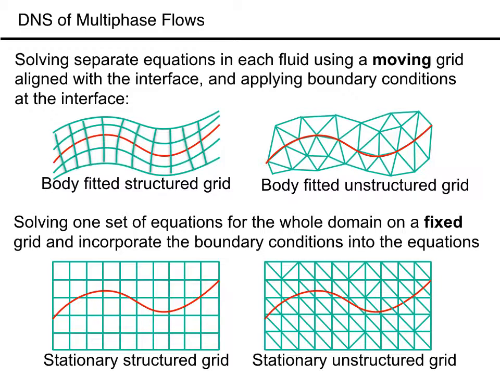In the left column, we use structured grids where the layout determines the relationship of each control volume to its neighbors. And on the right, we use unstructured grids where the shape and layout of the control volumes are arbitrary and we need to explicitly store information about their layout. In the top row, we align grid lines or control volume boundaries with the interface, but in the bottom row, the interface is independent of the grid lines. While the grids in the bottom row are usually stationary, the grids in the top row must change with time if the interface is moving.